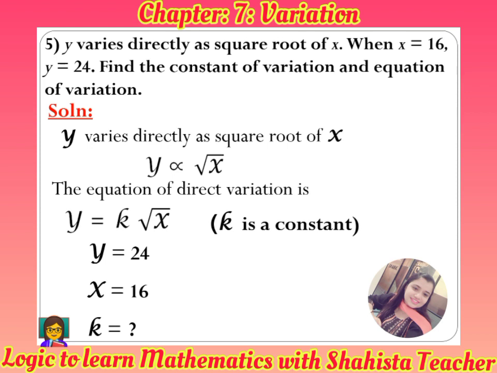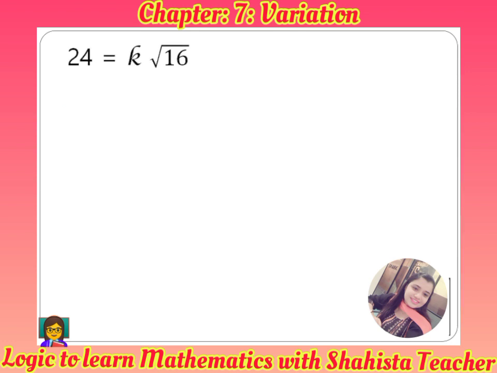So here y is equal to 24 and x is equal to 16. The square root of 16 is 4. This you have to remember. So first we will write the constant of variation. 24 is equal to k root 16. The square root of 16 is 4, so 24 is equal to k multiplied by 4.